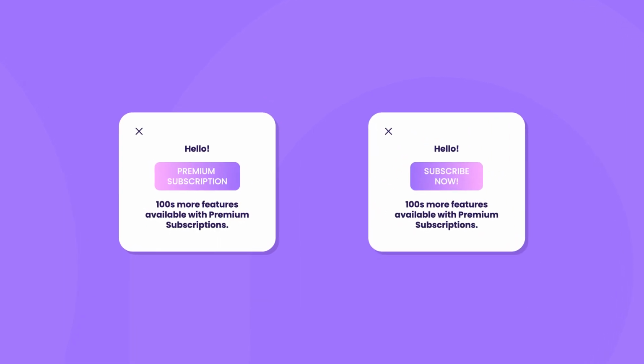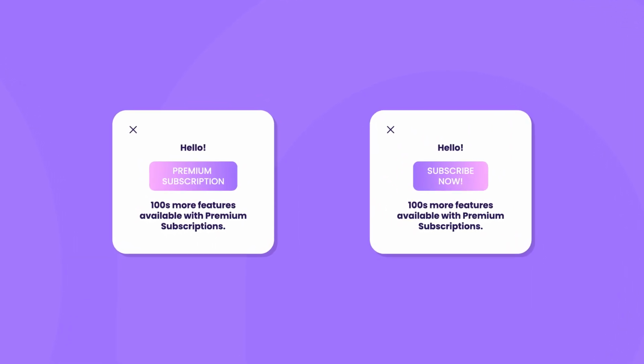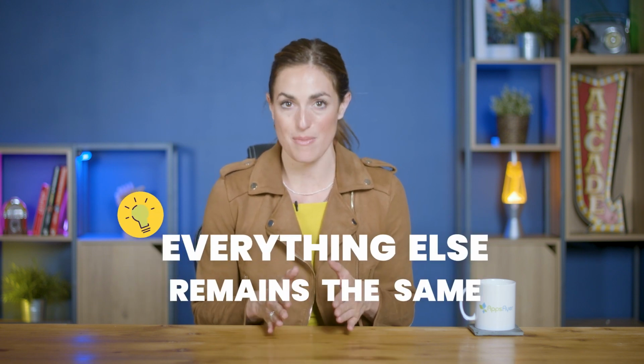We all know how important a compelling CTA is, and A/B testing is a great way to figure out which phrase generates more conversions. Just a note on that, make sure everything else remains the same in your test so you know what's making the difference.